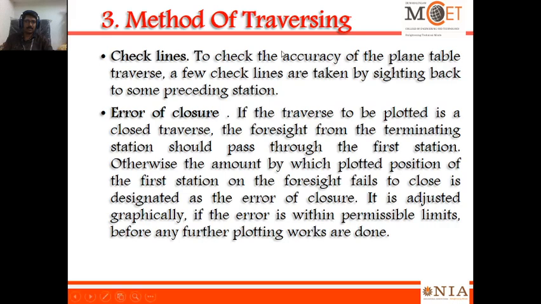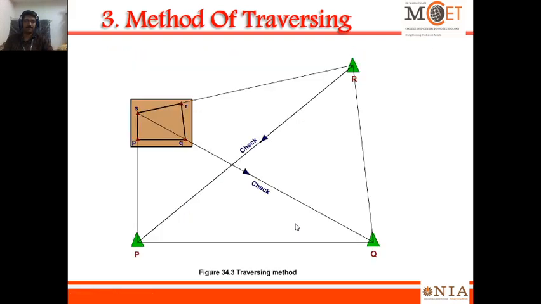If there is an error of closure, the traverse does not get closed. The amount by which the plotted position of the first station on the traverse fails to close is designated as the error of closure. It is adjusted graphically if the error is within the limit. If not, the surveying has to be repeated.